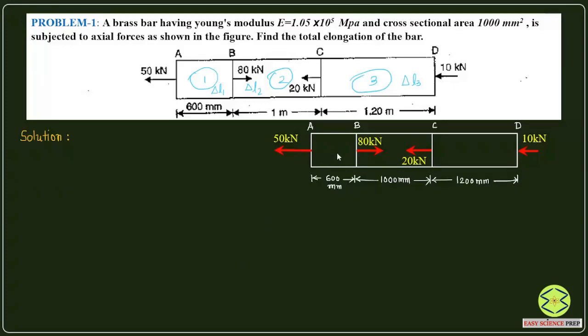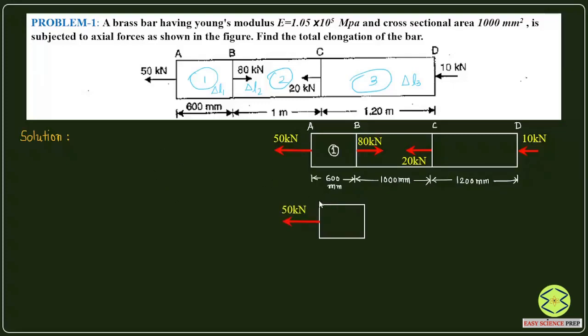Now let me take the first section AB. If you look at section AB over here, the left side of the section has a 50 kilonewton load. So obviously the right side of section AB should also carry the same load, because to balance 50 kilonewton tensile there has to be a 50 kilonewton tensile. We will always deal first with the end sections, that is AB and CD separately, and then we will try to understand BC. So we will take first section AB, and since a tensile load of 50 kilonewton is acting on section AB, we will show that here.